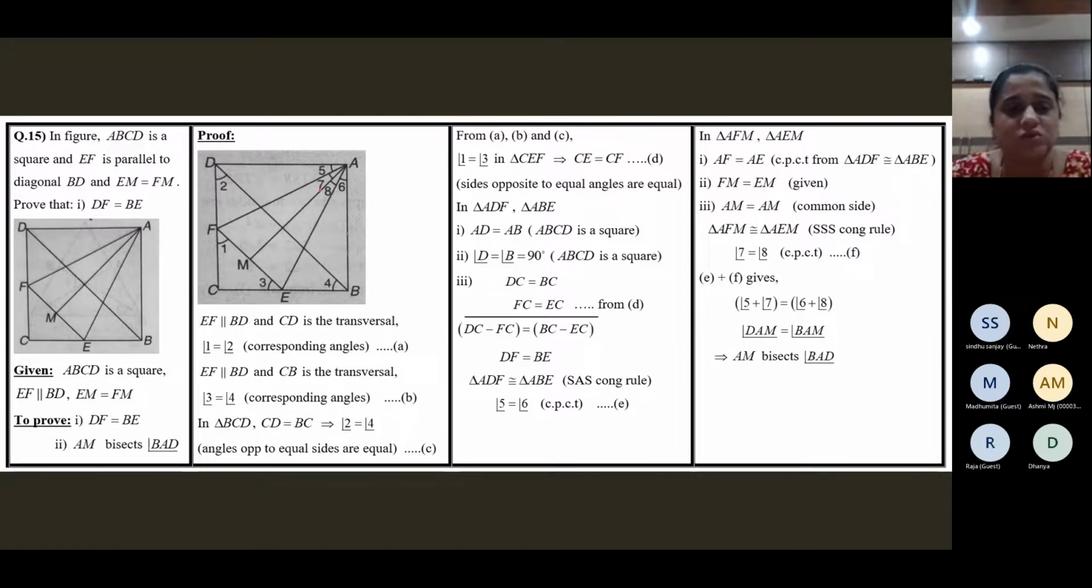So from the congruency of these two triangles, we have CPCT. Angle 7 is equal to angle 8. All right.